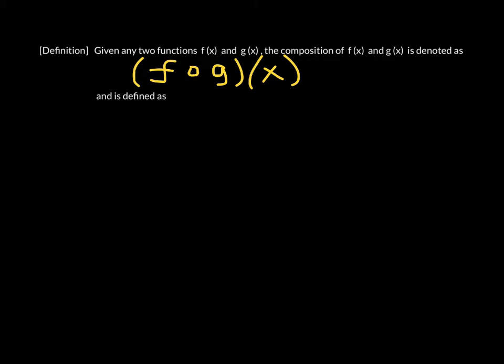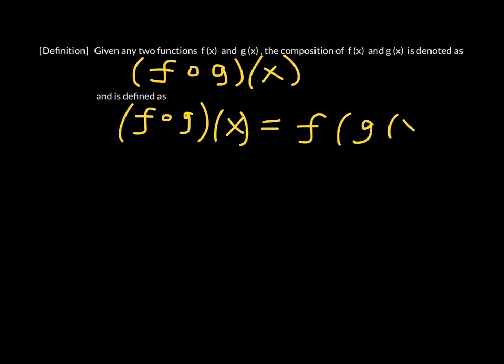Let me start from the beginning. Given any two functions f of x and g of x, the composition of f of x and g of x is denoted as f composed with g at x. That's how you write it, and it is defined as, now here it is, this is what it means: f composed with g at x is f of g of x.